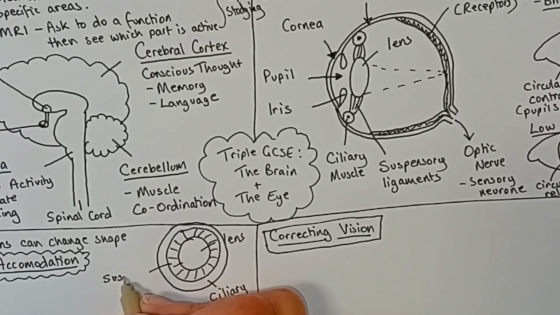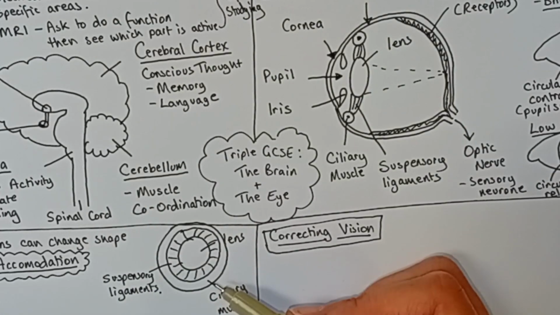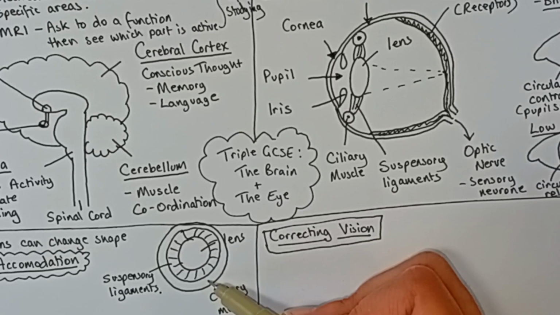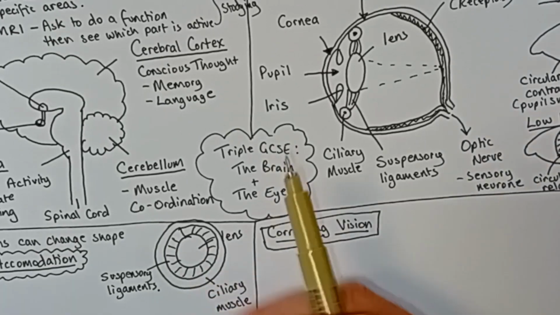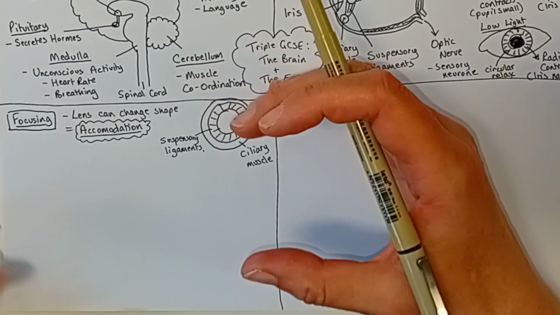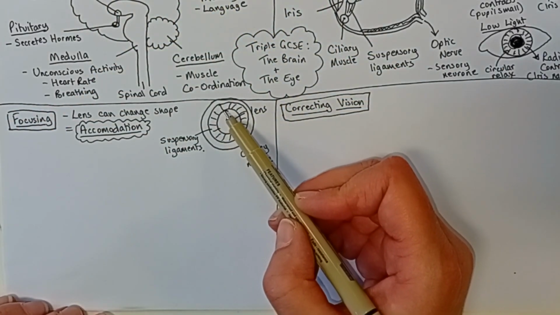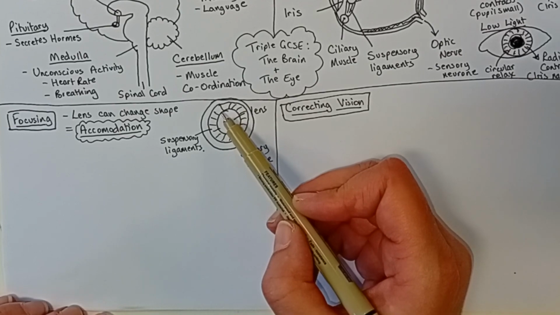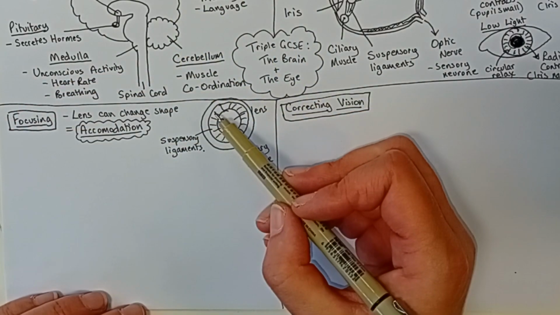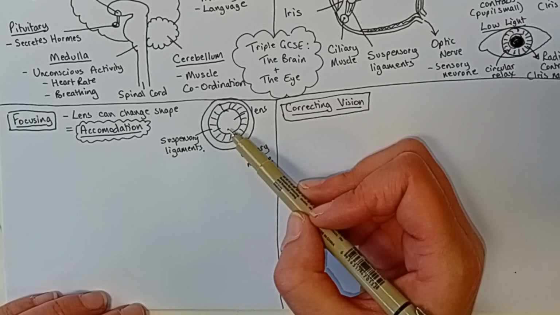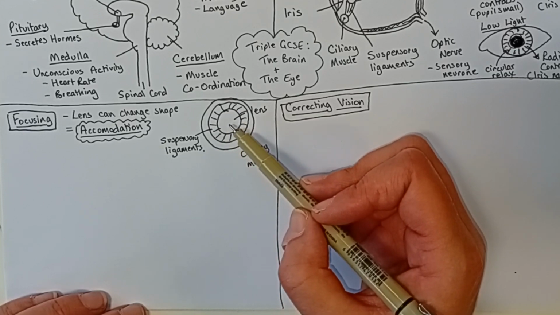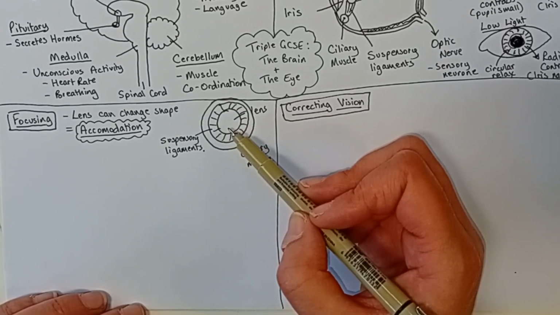These are called suspensory ligaments. So let's just think about this for a minute. When the ciliary muscle contracts, it's going to squeeze in. And that's going to mean that the suspensory ligaments aren't pulled as tight. They go soggy or floppy because the ciliary muscle's closer, which means the lens will get fatter. It will flop down fatter.